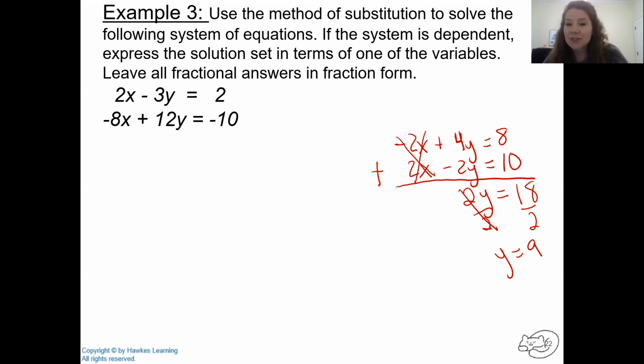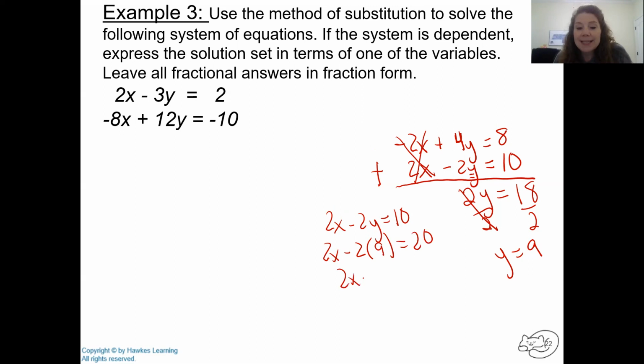Then after I solve for y, I would go back to one of my original equations. It doesn't matter which one I choose. I would plug in y in one of the two places, and I would solve for x. So I'm going to pick the bottom equation. The bottom equation says 2x minus 2y equals 10. I decide I'm going to substitute 9 into this equation. So I'm going to substitute 9 for y.